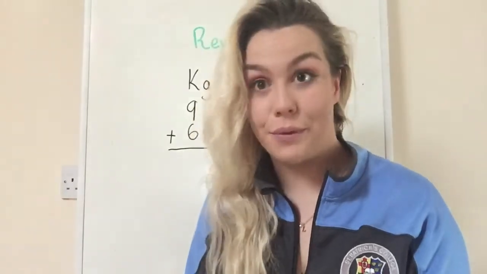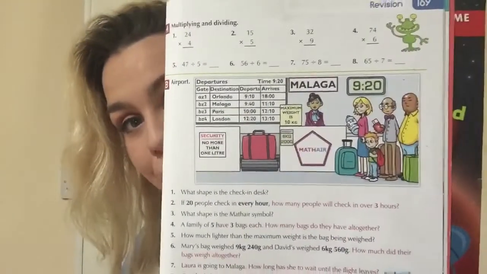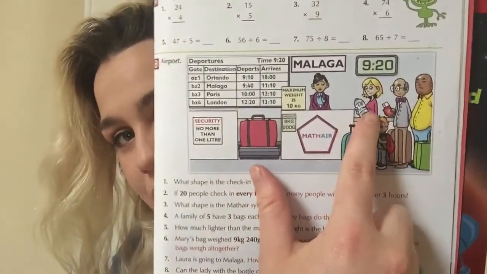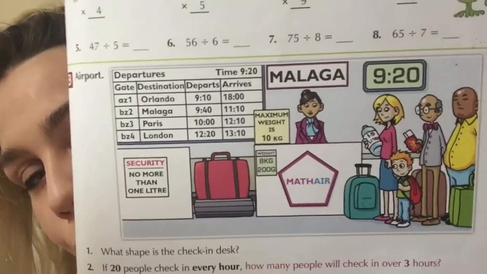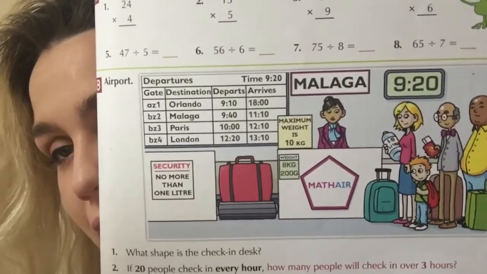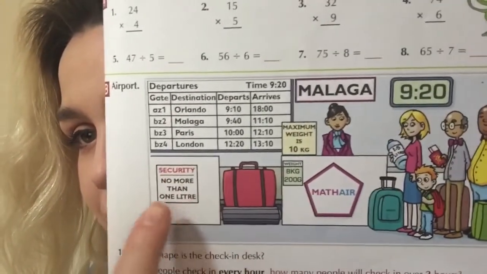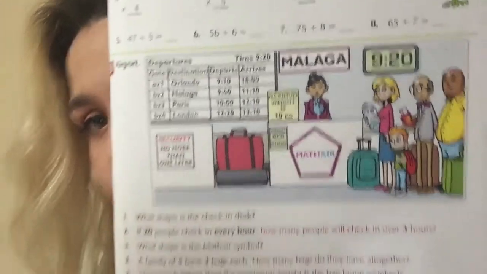Can the lady with the bottle of water bring it through security? Now, this is where you need to look at the picture. We have a lady here and she has a bottle of water, and how much does it say that's on the bottle of water? 1.5 litres. And then there's a little sign over here that says no more than 1 litre is allowed on board.